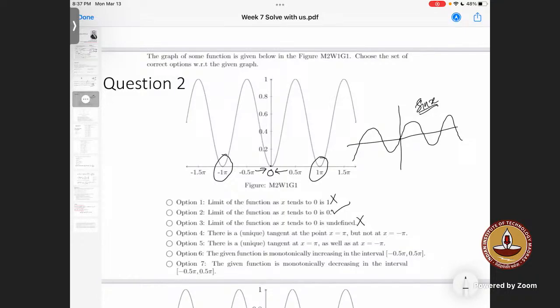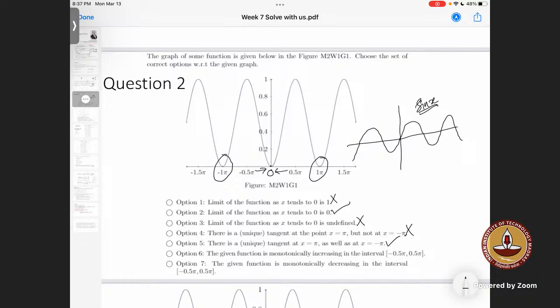So option 4 is saying there is a unique tangent at x equal to pi, but not at x equal to minus pi. It should be incorrect. Is that clear? Option 5 is correct. It is clearly saying that there is a unique tangent at x equal to pi as well as at x equal to minus pi. But it is not unique, sir.